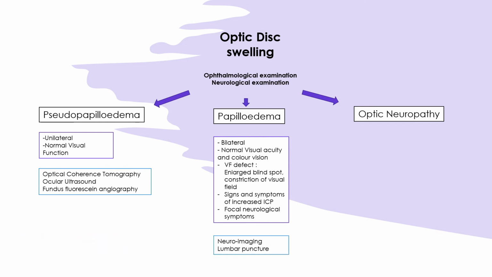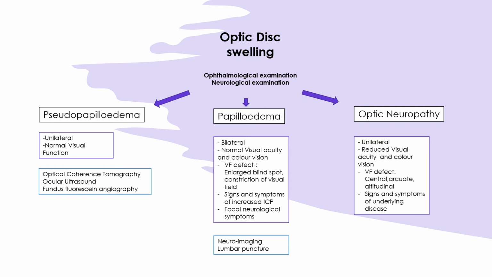Patients with papilloedema must undergo neuroimaging to look for underlying pathology. In the absence of any space-occupying lesion, lumbar puncture can be performed to look at the opening pressure and also for CSF analysis.